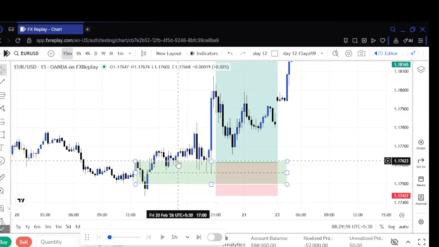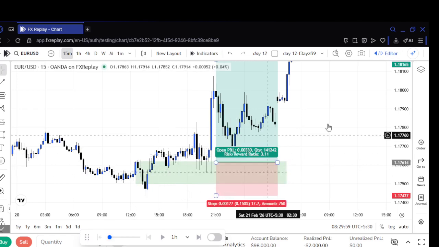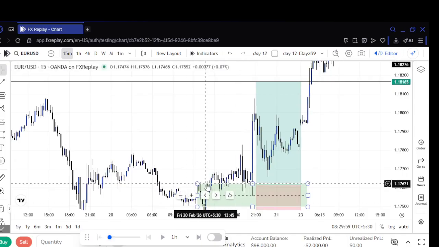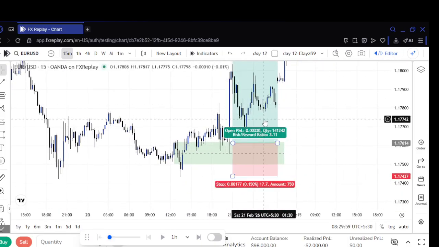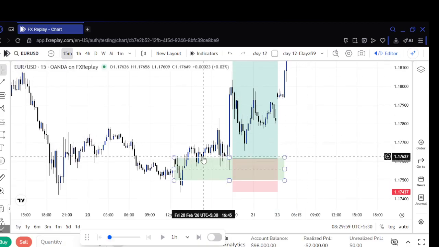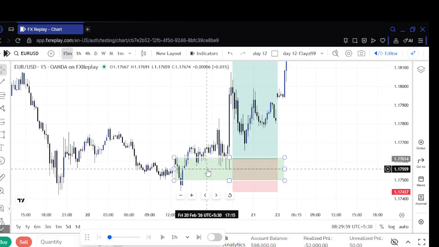Yeah, I think that's better. Let's enter here, because we cannot wait for the retracement here. We don't know whether it is going to come or not, but if it comes here, it's going to go up. We can set a buy stop here, and then boom, it can go up. Coming down here is kind of a rare thing.